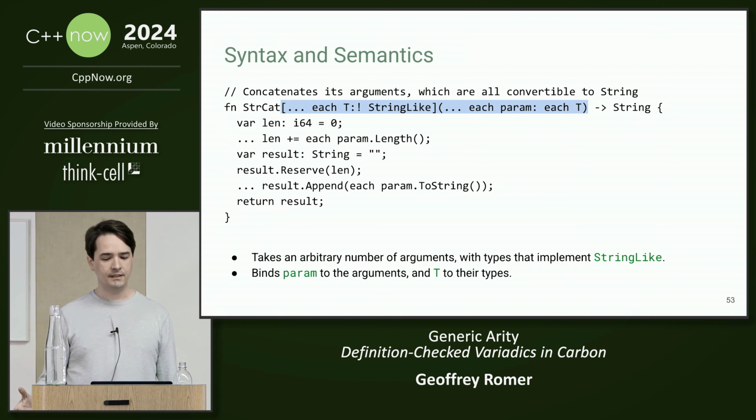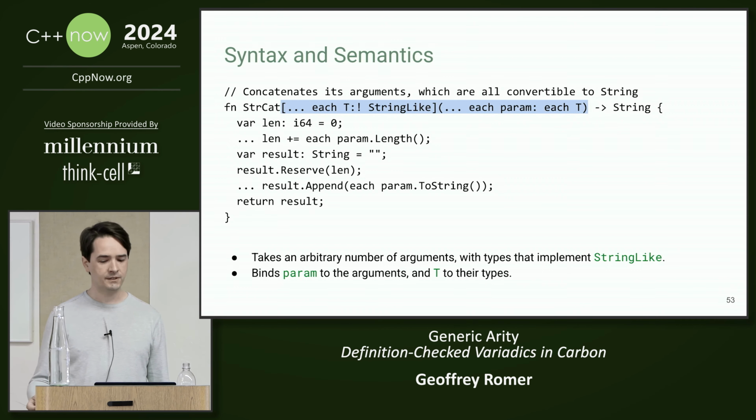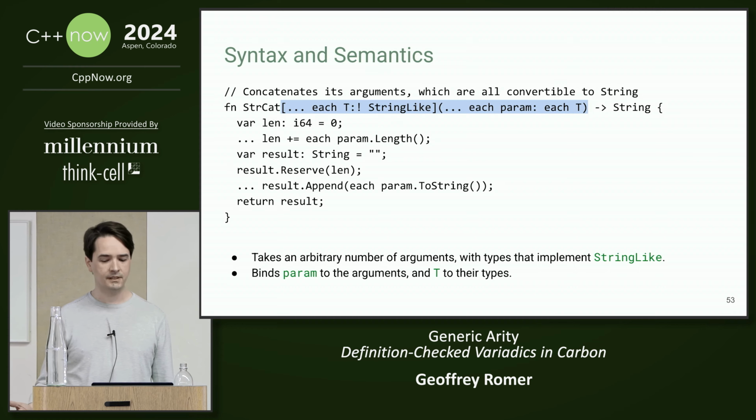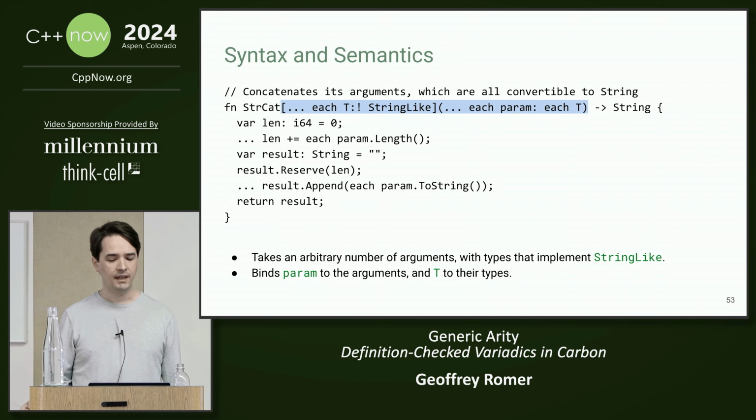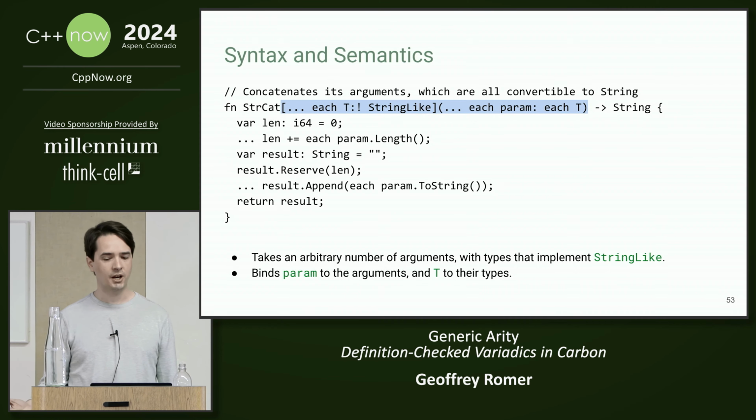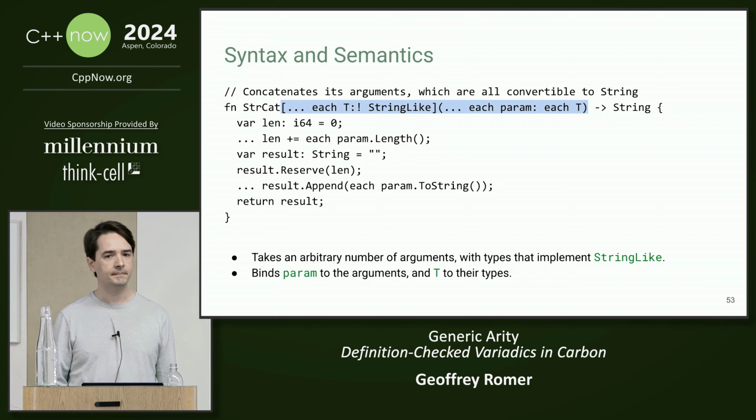This signature is saying that strcat takes an arbitrary number of arguments, which must all have types that implement string-like, and it binds param to those arguments and t to their types.